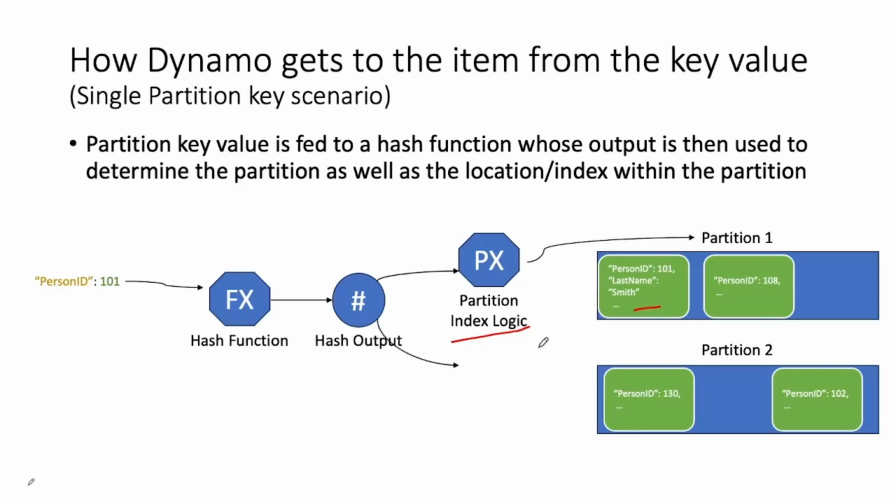Now, how do we get to the location within the partition? The same hash function output can be used as an index within the partition. So once again, I'm abstracting that logic into this, but most probably they've used the modulus function here as well to provide us with an index within the partition. And that's how we are getting to the actual item within the partition. So this was the case of the single partition key based primary key.